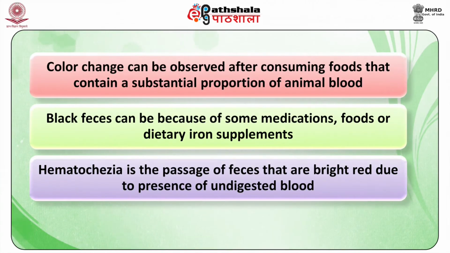The same color change can be observed after consuming foods that contain a substantial proportion of animal blood, such as black pudding. The black feces can be because of some medications, such as iron supplements, also. Hematochezia is similarly the passage of feces that are bright red due to the presence of undigested blood, either from the lower digestive tract or from a more active source in the upper digestive tract.